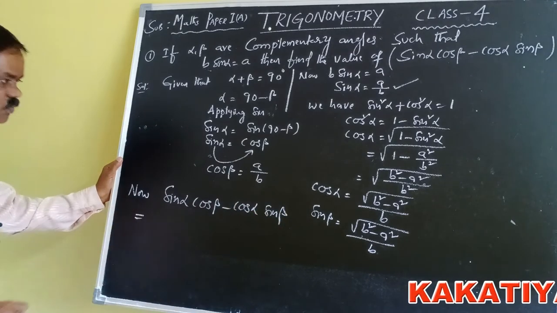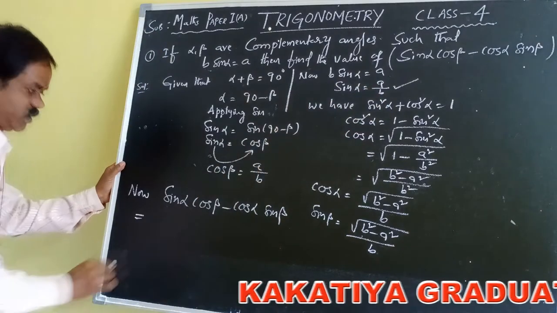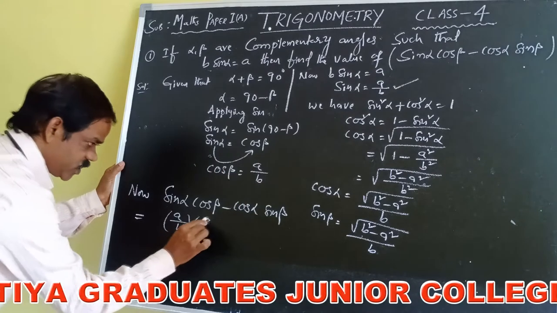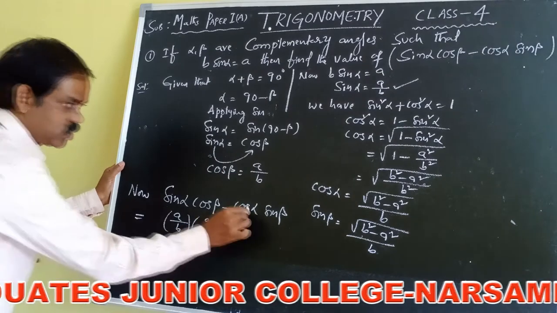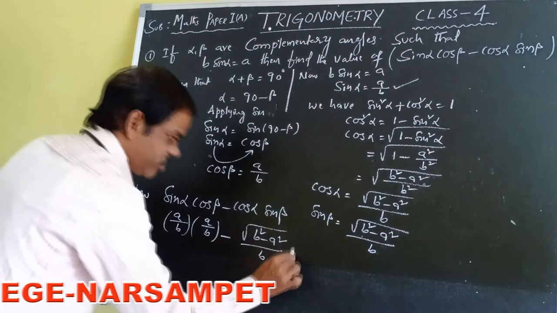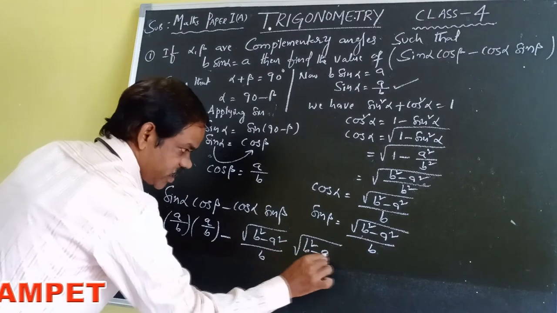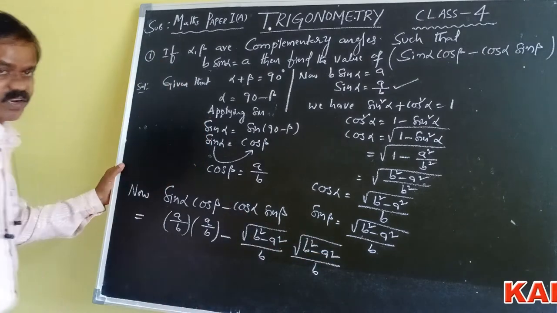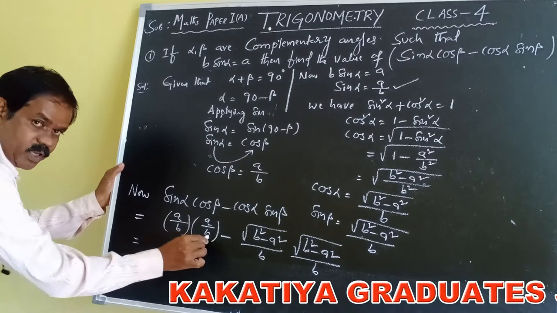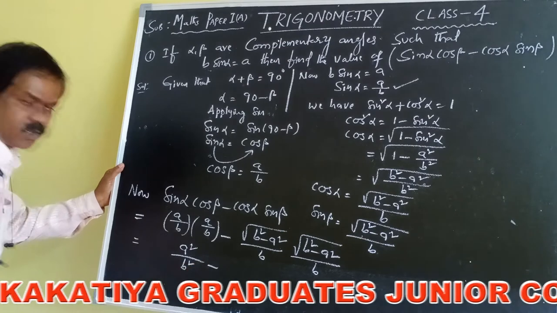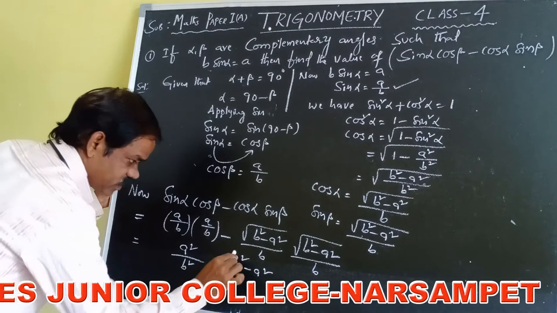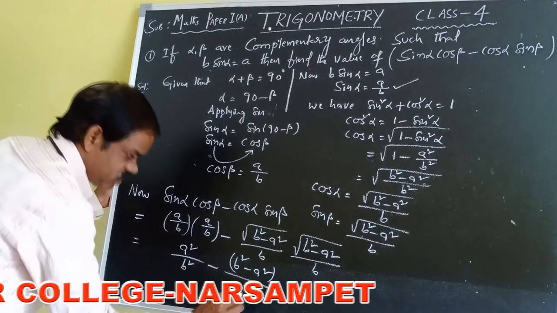It is equal to sin alpha, which is A by B, substituting here, A by B, into cos beta, which is the same, A by B, minus cos alpha, which is root of B square minus A square by B, and the sin beta value is also the same, root of B square minus A square by B. Simplified, it is equal to A into A is A square, by B into B is B square, minus the root of B square minus A square into root of B square minus A square becomes B square minus A square, by B into B is B square.